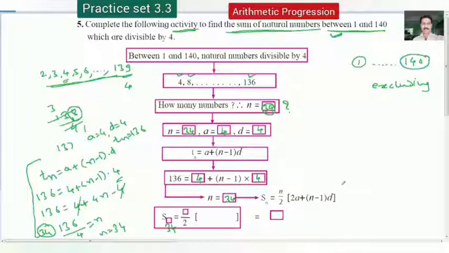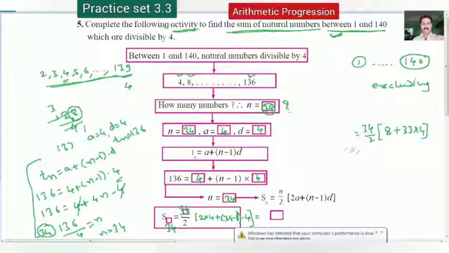Okay, so this formula we also know here. We'll put the values here. This is 34 by 2. So 2a means 2 into a, which is 4, plus n minus 1, n is 34, so 34 minus 1, into d, which is again 4, and I will complete this bracket here. Now I will make that simplification. See, first 34 by 2. Here 2 4s are 8 plus 34 minus 1, that is 33, into 4.